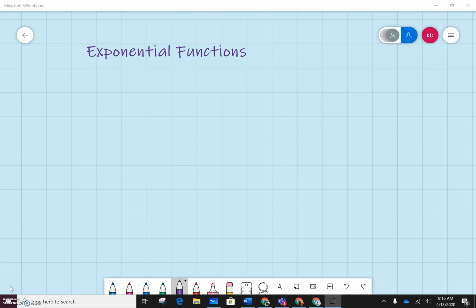I wanted to talk to you about our next lesson or next assignment. We're going to be working with exponential functions. So exponents, you might recall, mean repeated multiplication, and I'm going to show you an example of an exponential function. It's an equation that would look something like this. Maybe y equals 2 to the power of x.